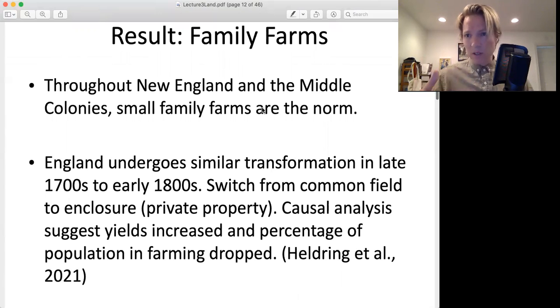Now, as I mentioned, England undergoes this transformation around this time period as well, where they switch from common fields to enclosures. And there's this paper this year, actually it's not even out yet, it's just a draft, that suggests this had a really large impact on yields. The yields really went up. And in one of the podcasts I assigned this week, you'll look at a similar thing that happened in China in the late 70s. They switched to private property, and yields increased by 5. And since you have higher yields, fewer people need to work in farming, and you can start to specialize. So this is a critical institutional innovation where you simply change the way you're doing farming and you get a lot more out of it.